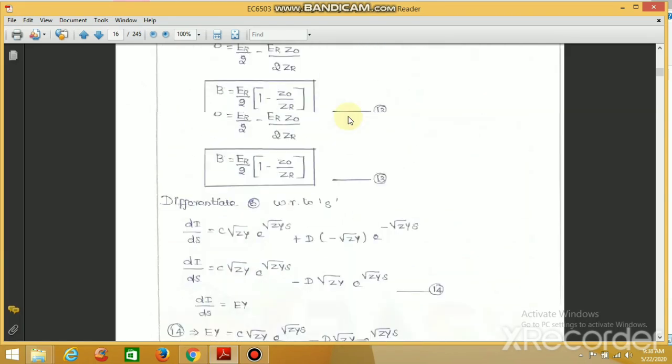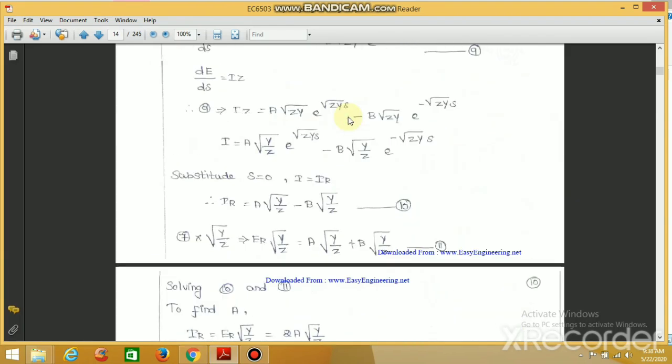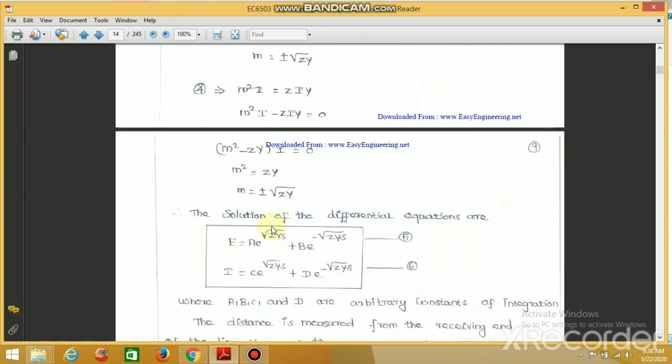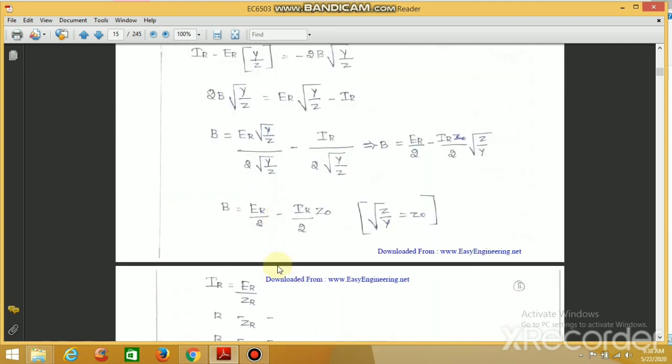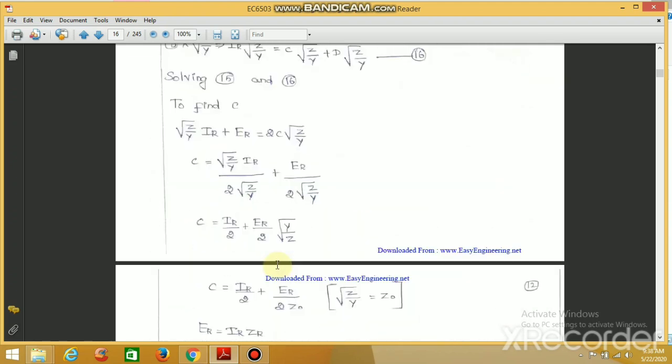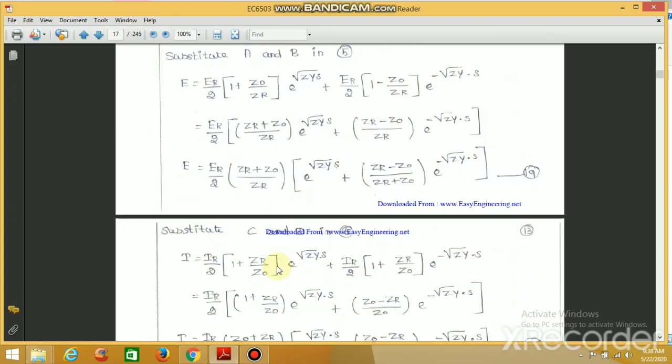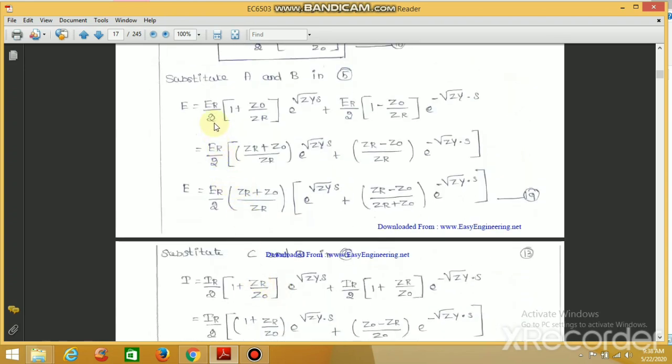So what is equation 5? Once again, I'll go to that particular equation 5. E is equal to A into e power root Z by S plus B into e power minus root Z by S. So substitute the values of A and B in equation 5 and C and D in equation 6. You will be getting ER by 2 (1 plus Z0 by ZR) e power root Z by S plus ER by 2 (1 minus Z0 by ZR) e power minus root Z by S. So take the LCM, ZR plus Z0 by ZR.